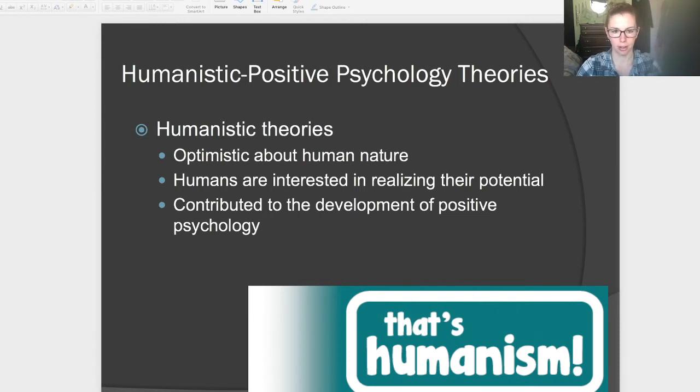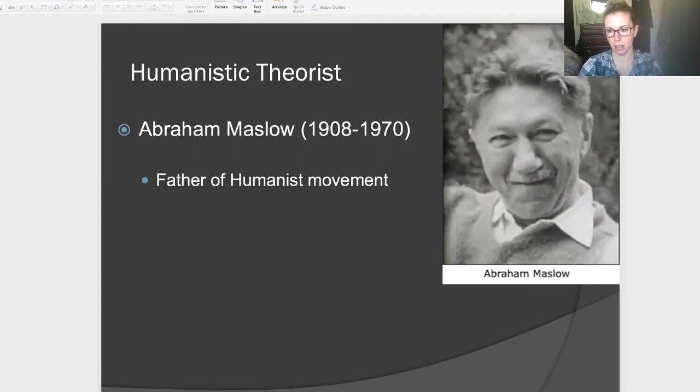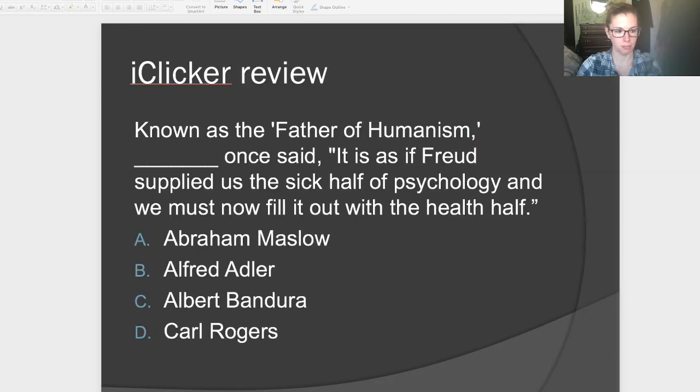Okay. The father of humanism, his name is Abraham Maslow. We've talked about Maslow's hierarchy of needs before when we talked about motivation, and he's thought of as the father. There's some other key players, but he's who you need to know. Here's a clicker question. So one time Maslow said, it's as if Freud supplied us with the sick half of psychology and we must now fill it out with the health half. Okay, so Maslow was interested, like I said, in looking at psychological health and well-being, what that looked like.